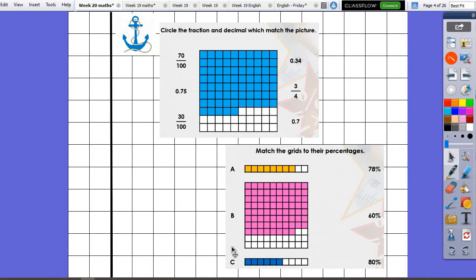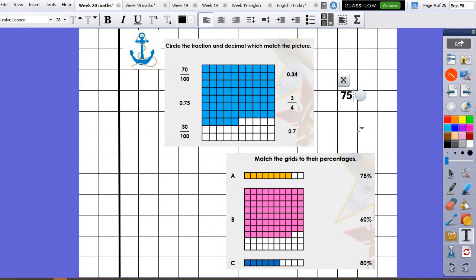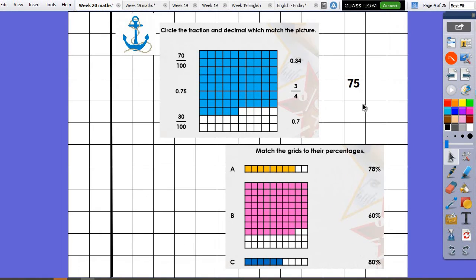So first off, I'm just going to check. I'm going to see, well, this is a 100 square because I know 1, 2, 3, 4, 5, 6, 7, 8, 9, 10. And then we've got 10 down. 1, 2, 3, 4, 5, 6, 7, 8, 9, 10. So I know that. Now, it's easy to count, so I can count in tens then. 10, 20, 30, 40, 50, 60, 70, 71, 72, 73, 74, 75. So 75 squares are shaded. Okay, that's really important. 75 squares are shaded in total.